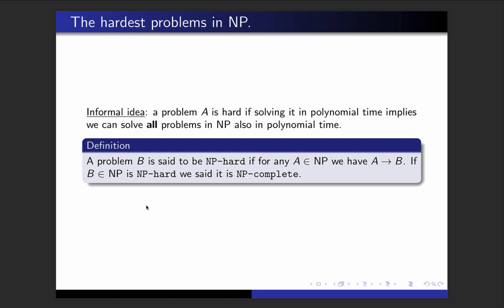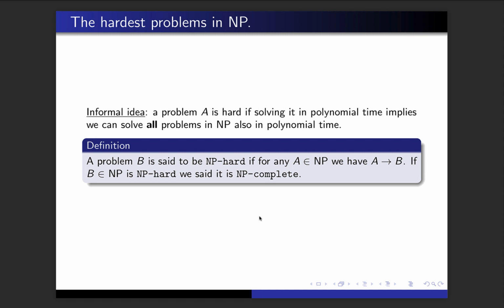So let me give you a formal definition. A problem B is said to be NP hard if for any problem A in the class NP, we have a reduction from A to B. Furthermore, if my problem B is in the class NP and is also NP hard, we say it is NP complete. If you take the definition of reduction and this definition from today's video, you're in excellent shape to move on to the next video.